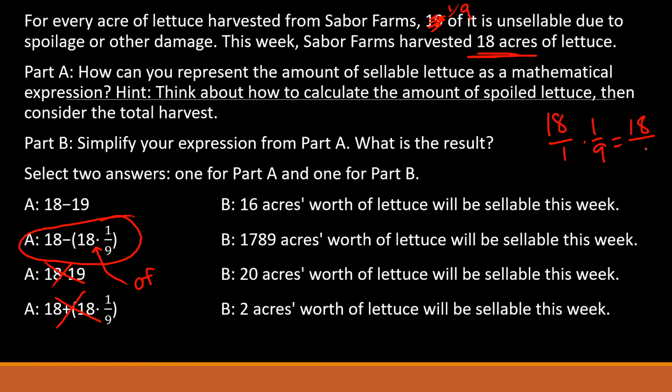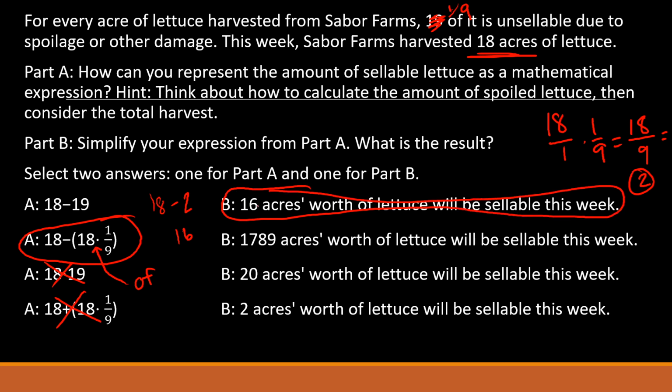Remember, with multiplication, you multiply straight across the top, straight across the bottom. So if I were to do 18 minus 2, I get 16. So 16 total acres are going to be able to be sold this week.